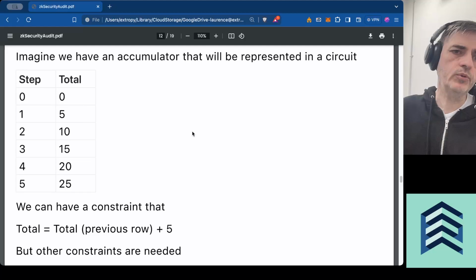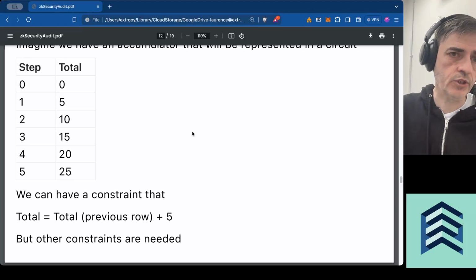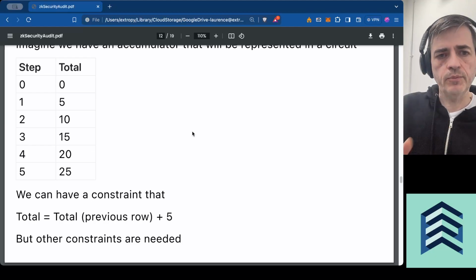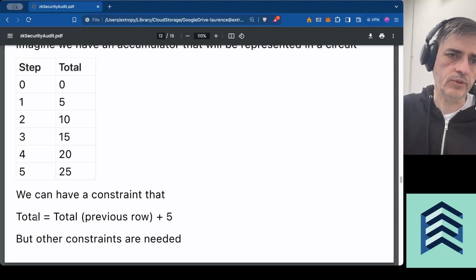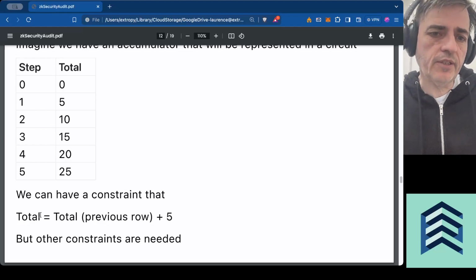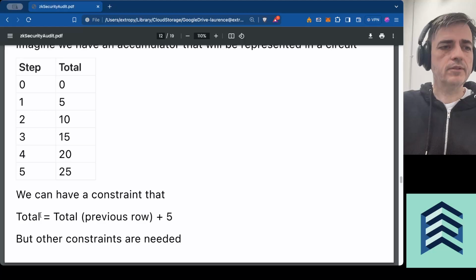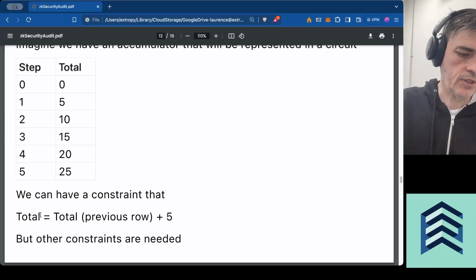If you were writing constraints and a circuit for this to check that it was working correctly, you may just say, well, we're going to take the total of the previous row and add 5 to that, and then the total on this row has to be equal to that. And that certainly is a constraint, but it's missing out other things. And I think application developers tend not to think in these terms. This is something of a new concept.